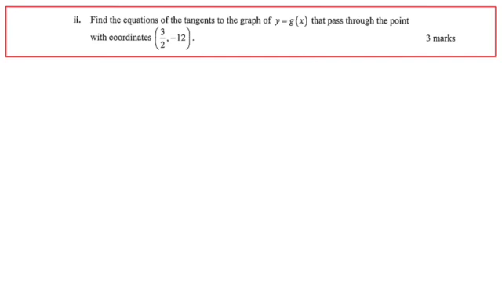Alright guys, this is the end. This is the knockout punch, the VCAA king hit. Find the equations of the tangents to the graph y equals g of x that pass through the point with coordinates 3 over 2 and minus 12. In fact, that's for 3 marks, guys, and I would doubt whether many people would have got this right because they would have run out of time or run out of brain or both.